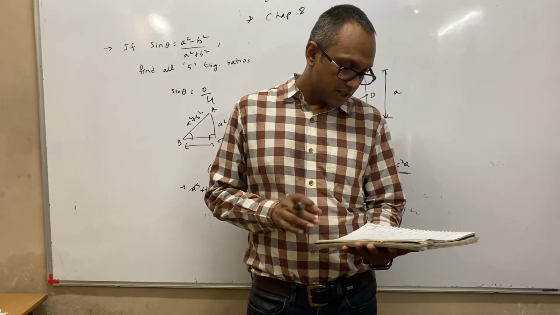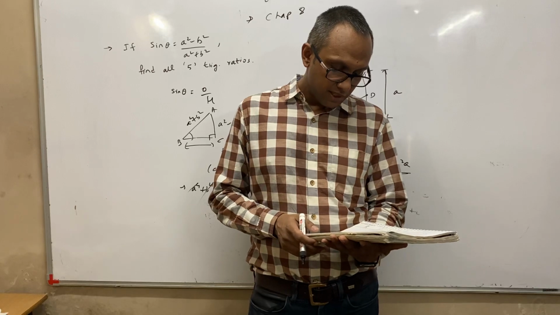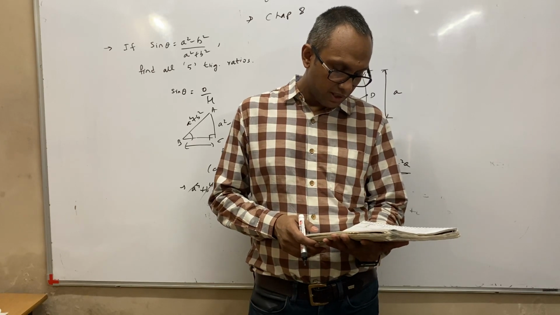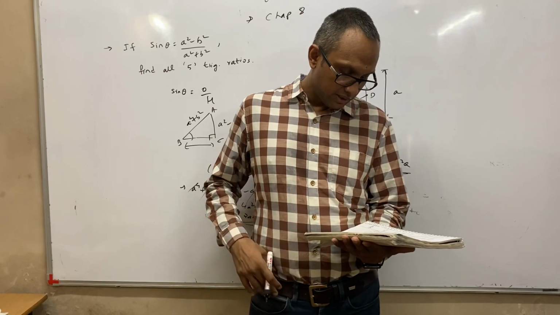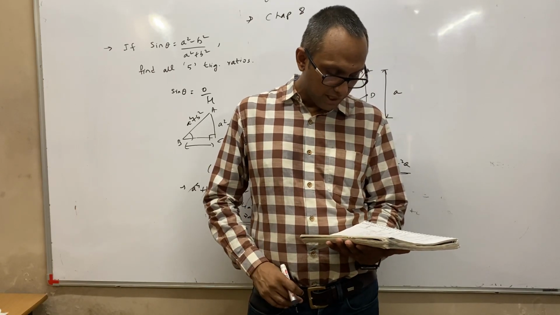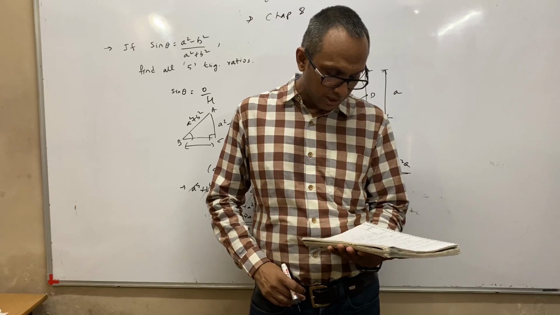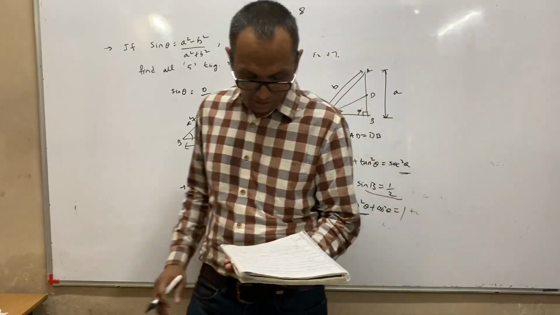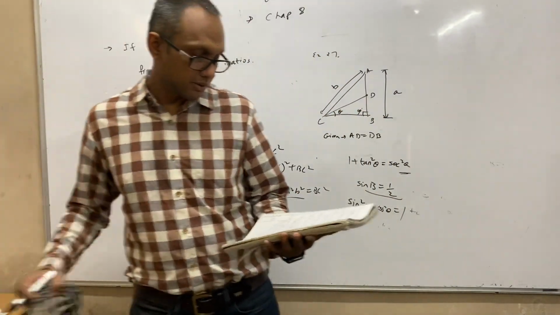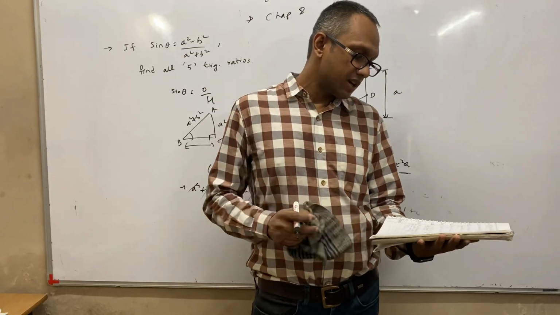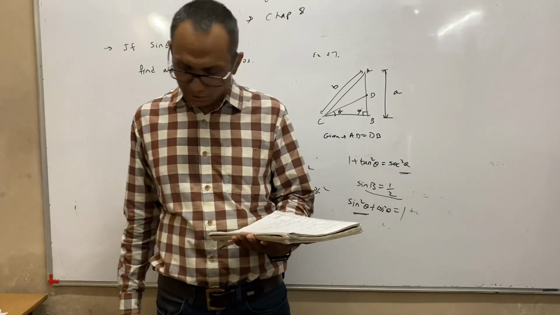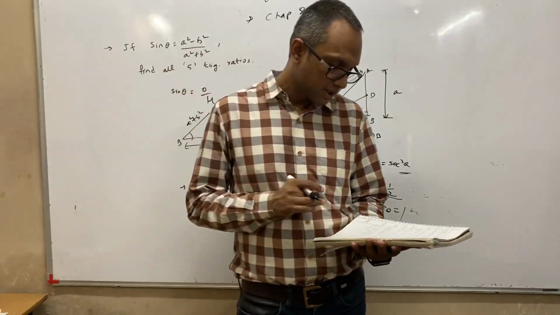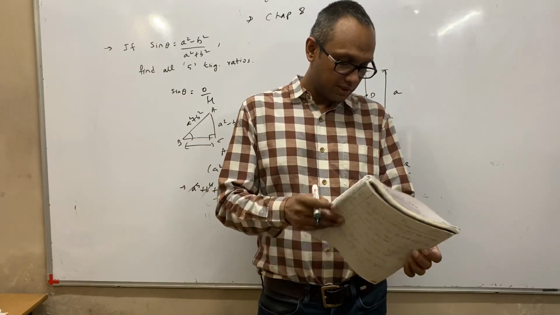Example 24: in a right angle triangle ABC, right angle at B, the ratio of A to B is 1 to root 2. Find the values of 2 tan A upon 1 plus tan square A, and 2 tan A upon 1 minus tan square A. This is one more sum, and this type of sum we have done in one of the examples, not exactly the same but quite similar. We just try to do this sum once.